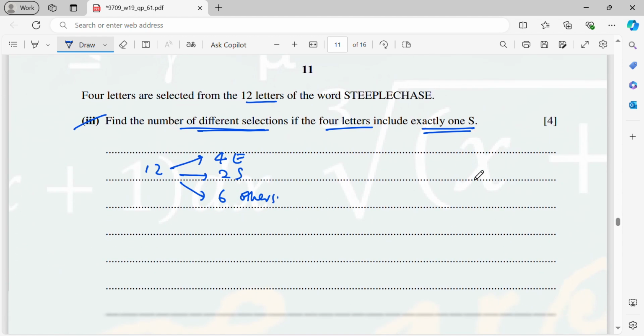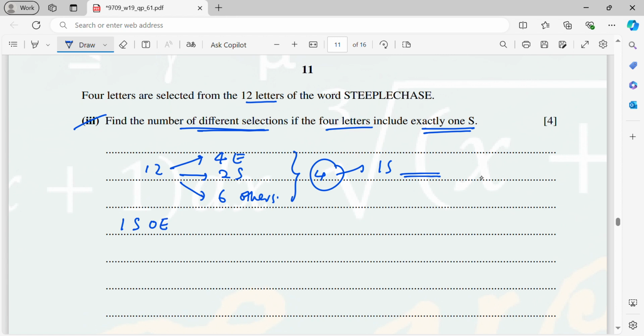Now go back to part 3. Find the number of different selections if 4 letters include exactly one S. So from here, you need to choose 4 letters, and out of the 4, only one S. Then the rest can be any letters. So probably I can say 1 S, 0 E. So 1 S, 0 E means that I have to choose 3 others.